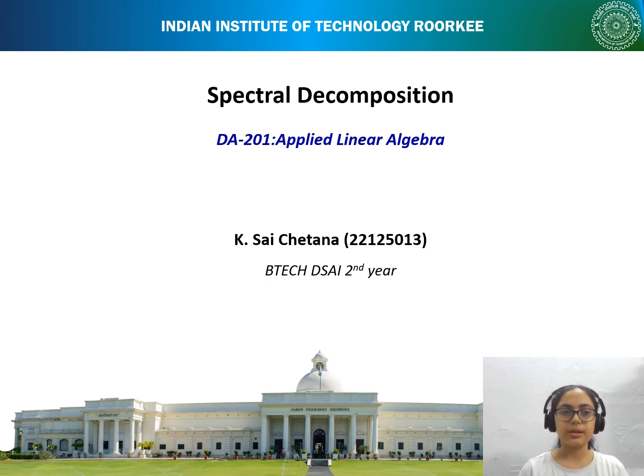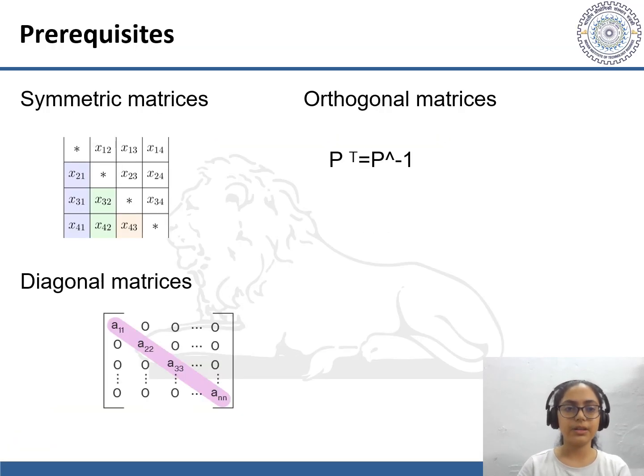Today we're going to be discussing a topic, spectral decomposition, which is from the course Applied Linear Algebra. Some pre-information that we require for this topic are symmetric matrices, orthogonal matrices, diagonal matrices, eigenvalues, and eigenvectors. A small description about each of them.